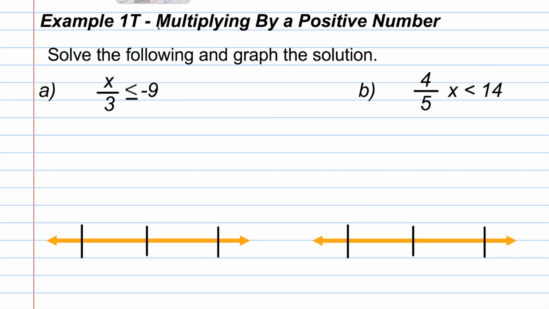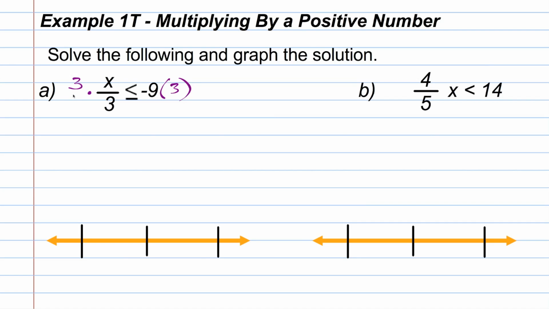Example 1, we'll be multiplying by a positive number. We're told to solve the following and graph the solution, so we have two examples to do here. Example A is x divided by 3 is less than or equal to negative 9. Of course, on the left-hand side, you see the variable x. And to isolate that variable, or get it by itself, we have to get rid of the divide by 3. To do that, we're going to multiply both sides by 3.